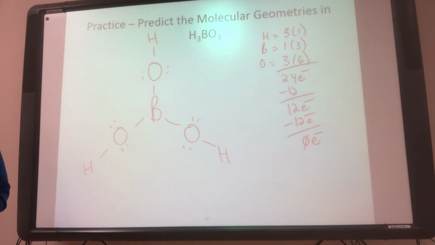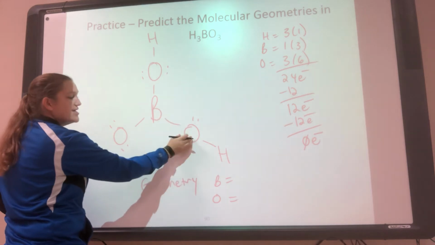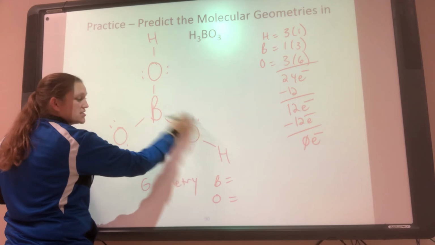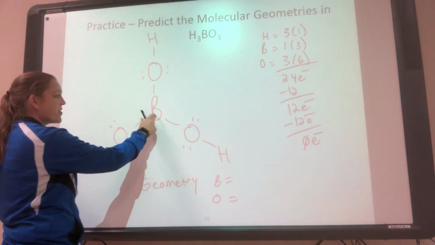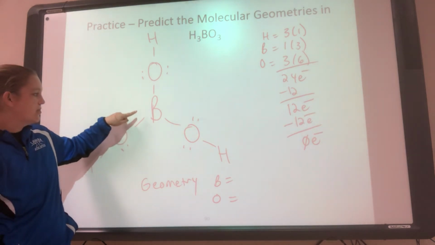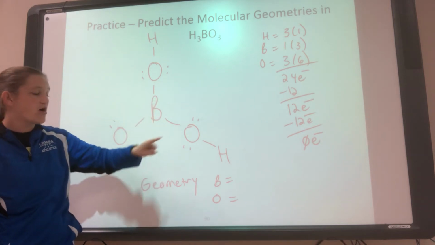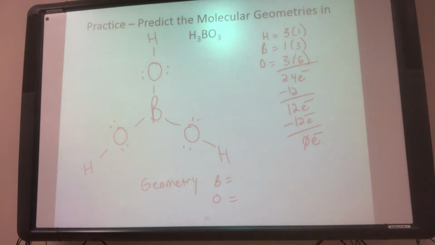So now I want to talk about the geometry. If I want to talk about the geometry, I need to talk about it for the B and for the O, because the B is in the center, but then the O is also in a center position. As long as it's not at the end, if it's between 2 things, then you need to talk about its geometry. So let's talk about the boron. How many electron groups? 1, 2, 3. So 3 electron groups, and they're all 3 bonds. So this is a 3, 3, 0, which is our trigonal planar.